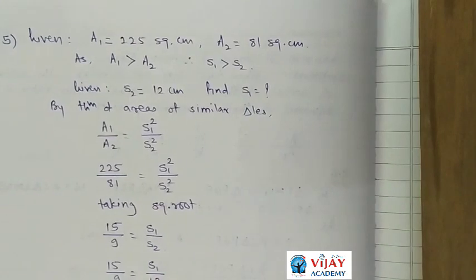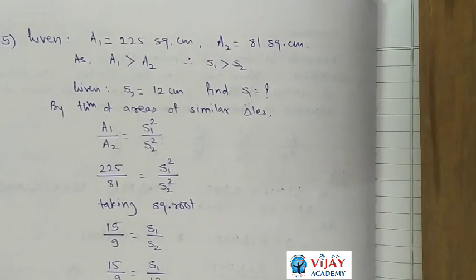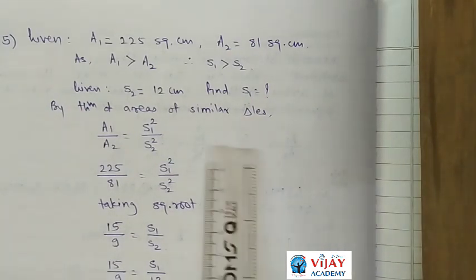A1 is equal to 225 square centimeter, A2 is 81 square centimeter. As A1 is greater than A2, we already use the notations A1 and A2. As A1 is greater than A2, therefore S1 must be greater than S2. Given S2 is 12 centimeter, the length of the smaller side, because the smaller triangle is A2. So we have to find S1 by the theorem of areas of similar triangles.